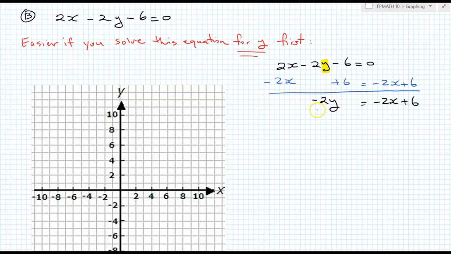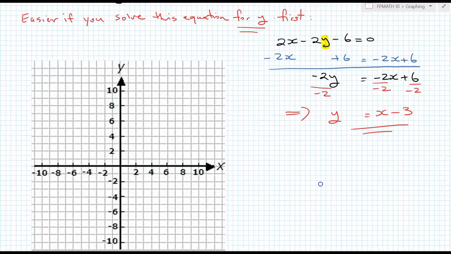And the last thing is that we are solving for y. So we have to get rid of the minus 2 by dividing both sides by minus 2. And the final, simplified equation looks like y equals x minus 3. This is the equation that we are going to use to create a table of values. And notice how easy this looks in comparison to the original, which is up here.